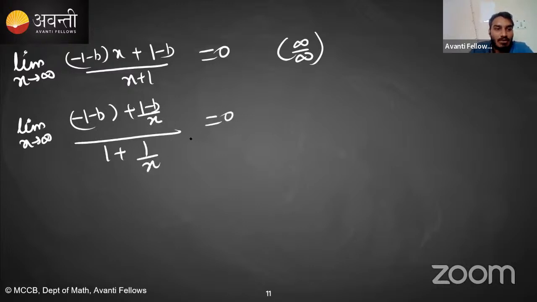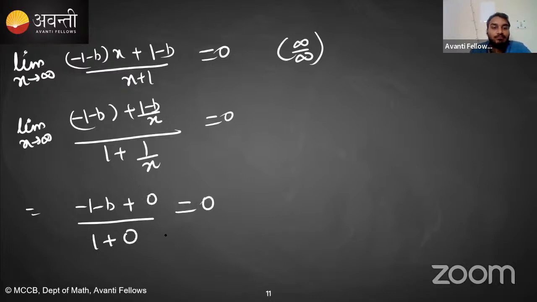This limit is 0. So find this limit. How will you find the limit? We have created the infinity in the denominator. So now substitute x equal to infinity. What will you get? Minus 1 minus b plus 1 minus b upon infinity is 0, divided by 1 plus 1 upon infinity is 0. This is equal to 0.